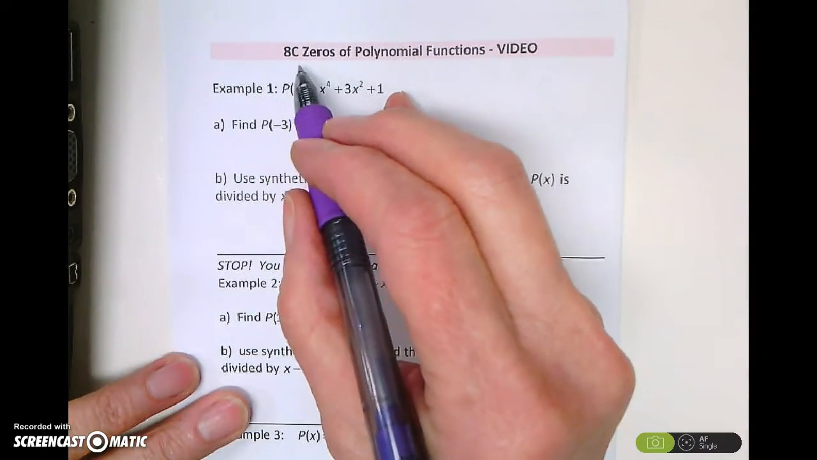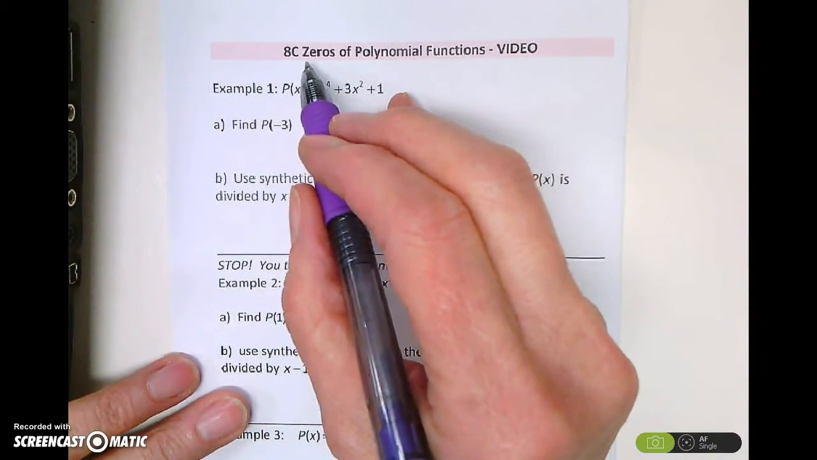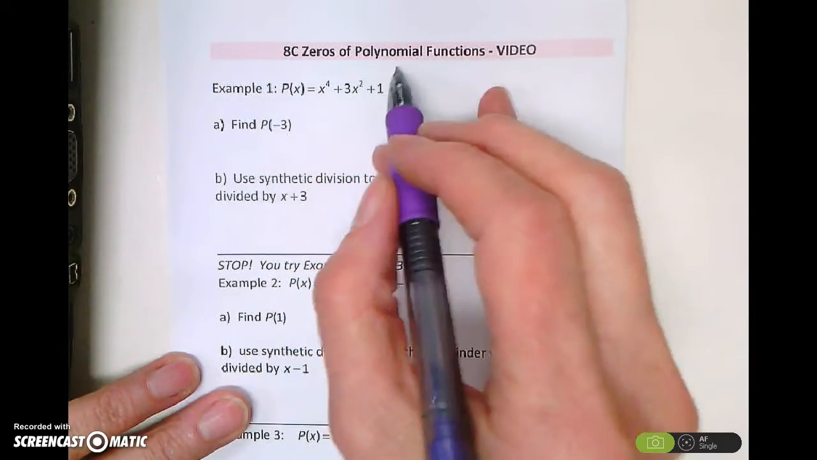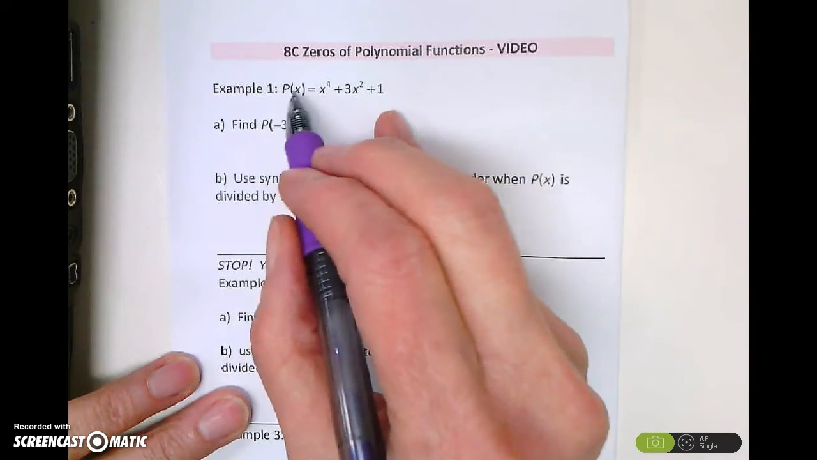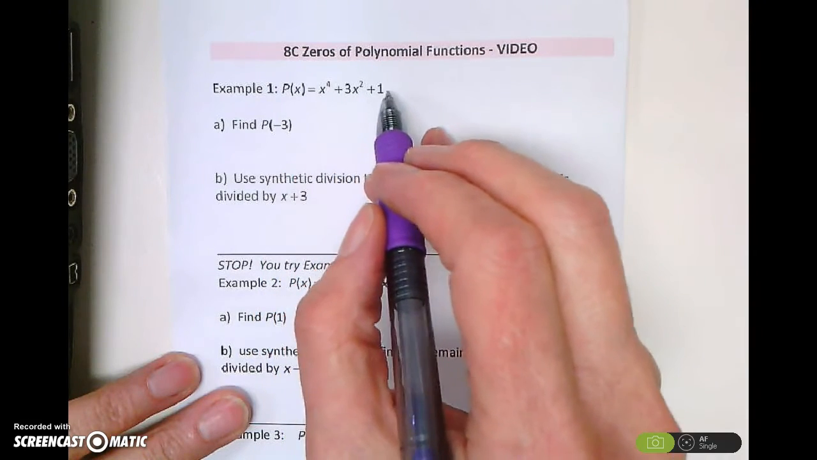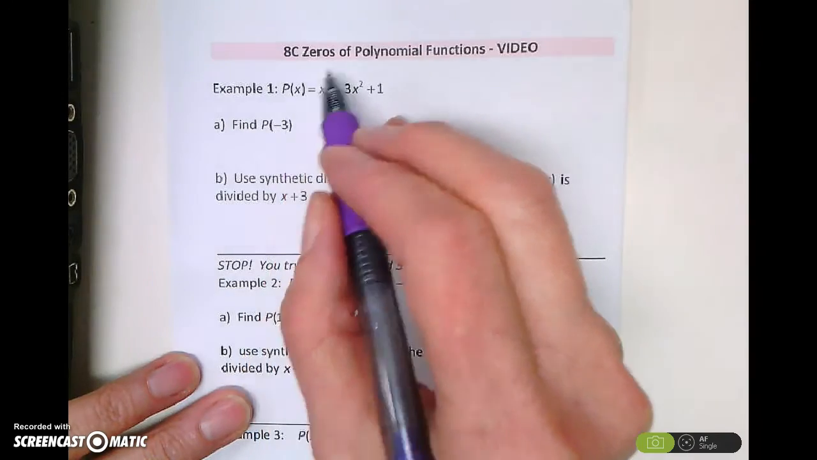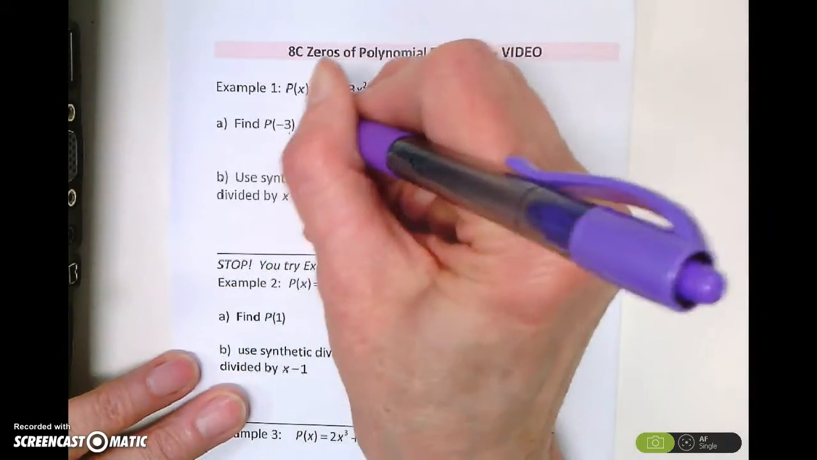So in the 8C video, we're going to learn some theorems or interesting facts about the zeros of polynomial functions. First, we're given p of x, which is x to the fourth plus 3x squared plus 1, and we're going to find p of negative 3. So we're going to take negative 3 and plug it in for x.